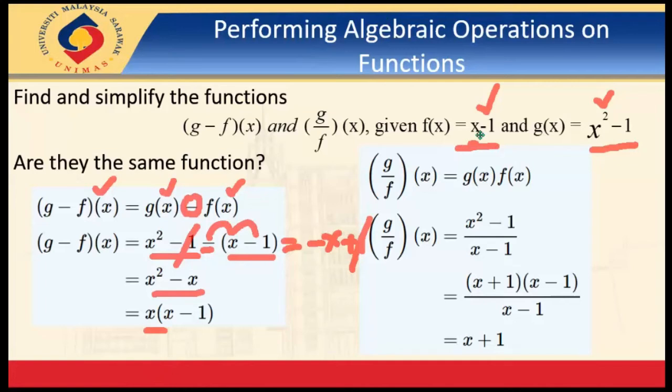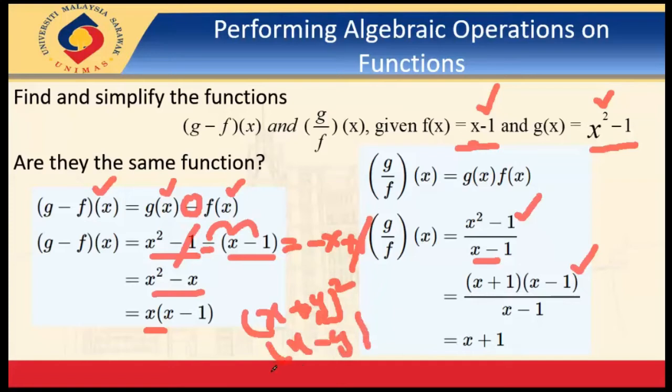Okay, so the same goes for division, g of x divided by f of x. We know that g of x is x square minus 1, so we put the g of x value, and f of x is x minus 1. Now, this one we can write using another formula. In previous slides, we learned two formulas, if you remember: x plus y whole square, and x minus y whole square. And there is another one.